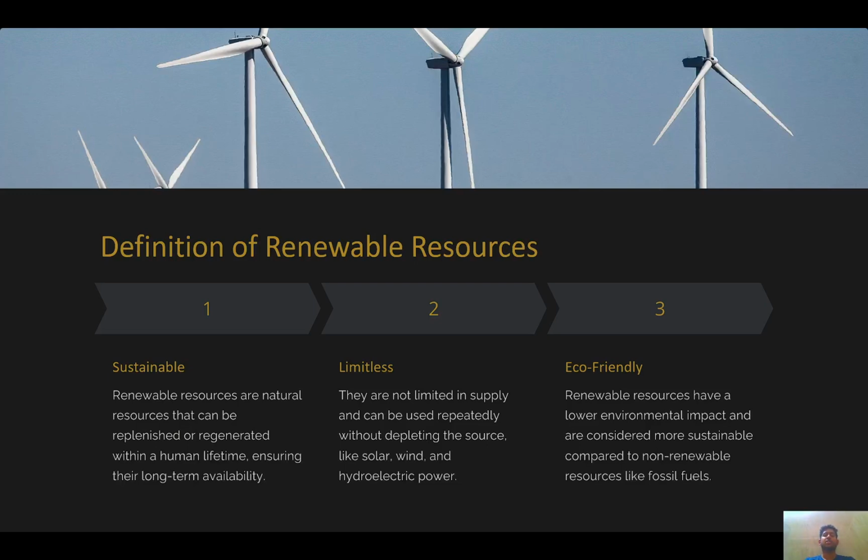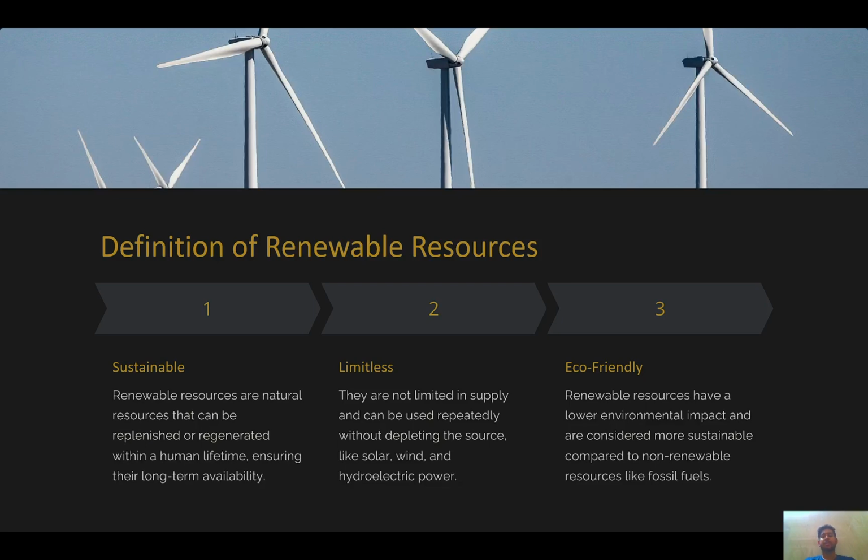Definition of renewable resources. There are three major words. They are sustainable, limitless, eco-friendly. Let's describe one by one. Sustainable. Renewable resources are natural resources that can be replenished or regenerated within a human lifetime, ensuring their long-term availability.